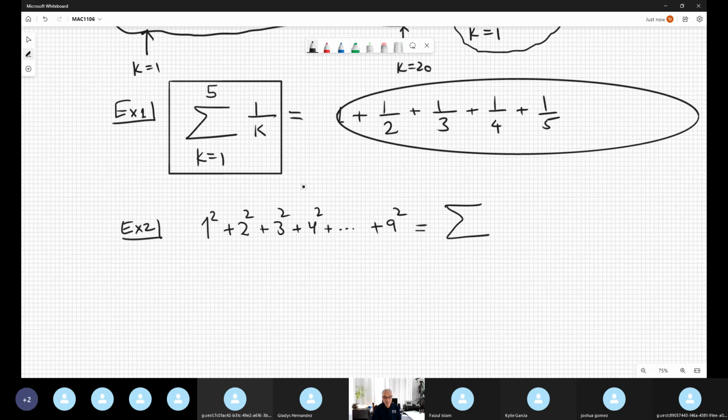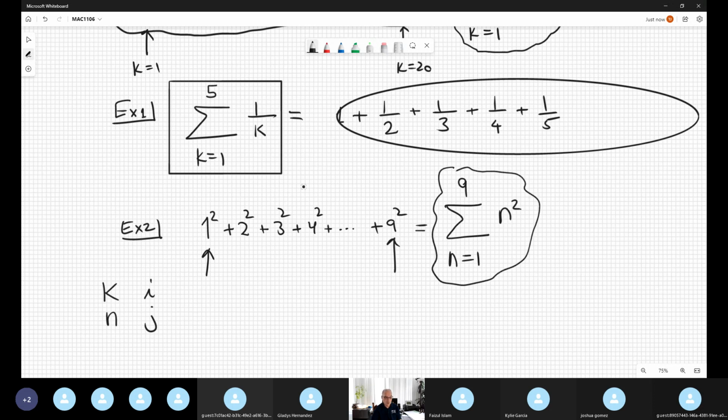So you declare one variable. Normally the name of the variable we use is k, n, i, or j. Either way, I call it m in my paper, from m equal 1 to 9, of what expression? m squared. You put the same variable that you declare here, you put here. And this is the condensed way to express this long summation. Cool? Everyone follow me so far?